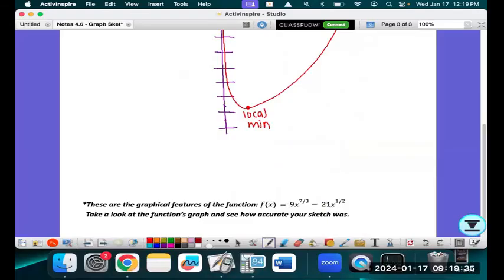All right. Oh, and then I guess I left a note. These are the graphical features of this function. Take a look at the function's graph and see how accurate your sketch was. All right, let's go ahead and do it.